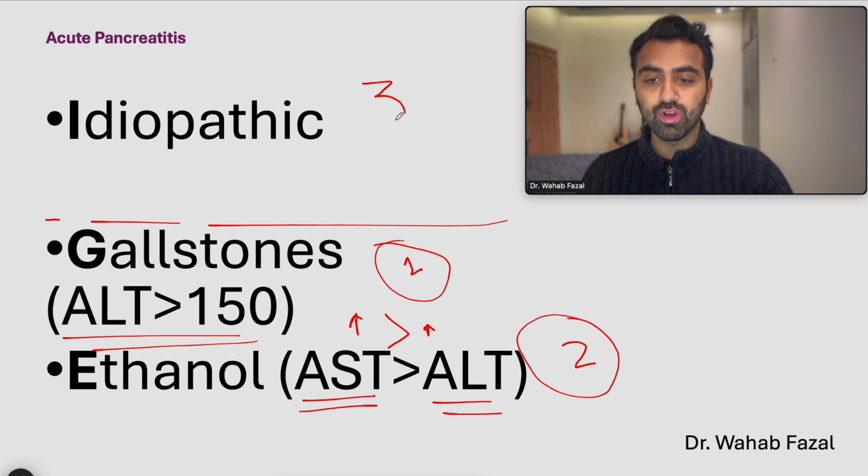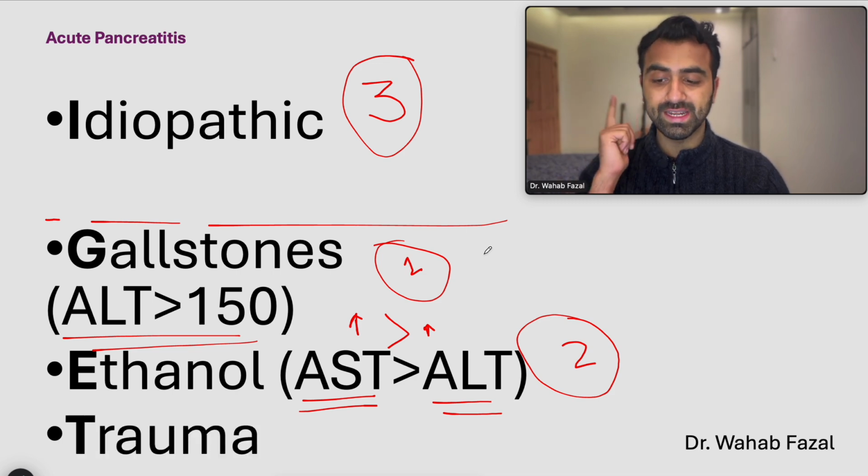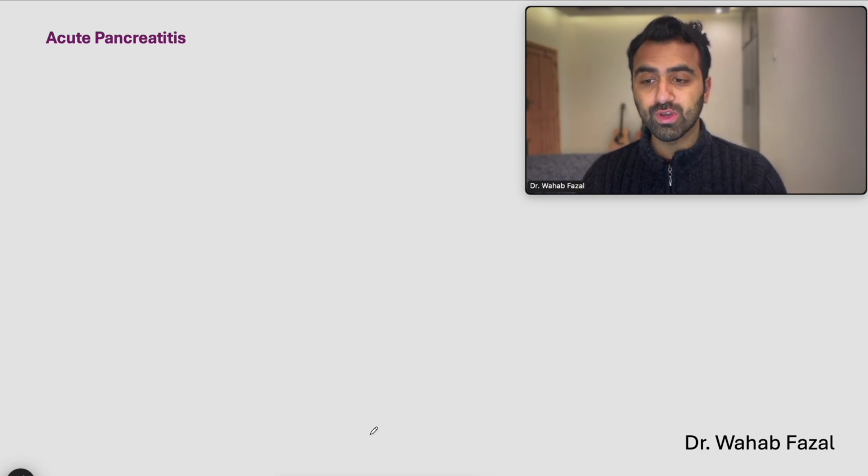The third most common cause is, of course, idiopathic. So remember the mnemonic, I GET. What does the T stand for? The T stands for trauma. Trauma can lead to pancreatitis. We'll talk about the pathophysiology in a bit.